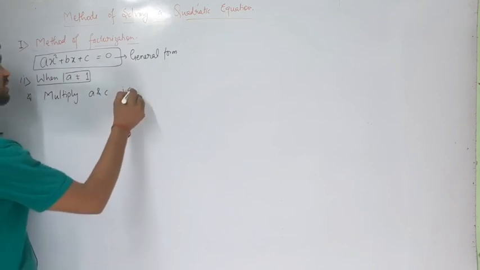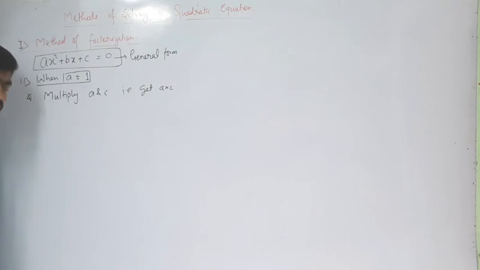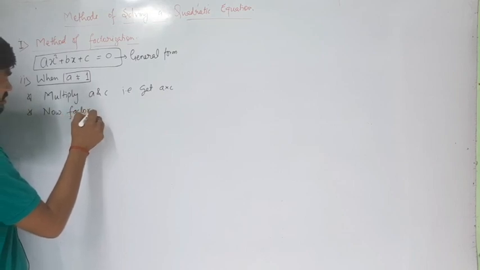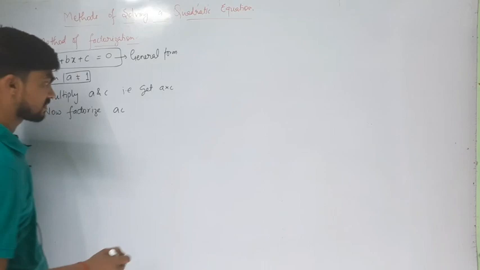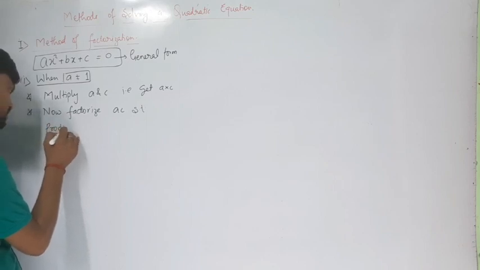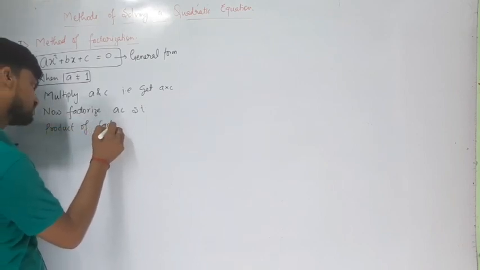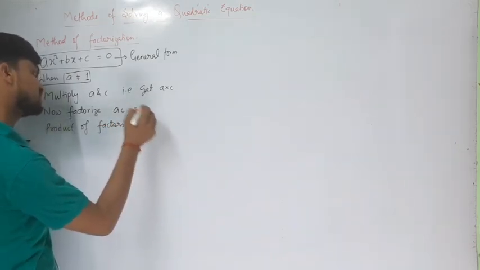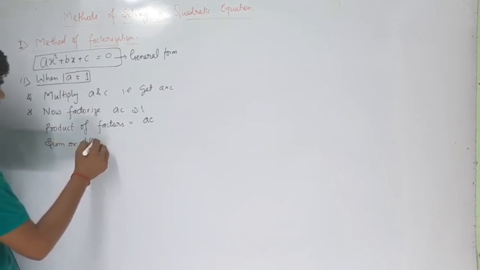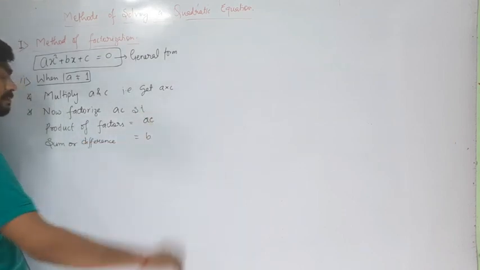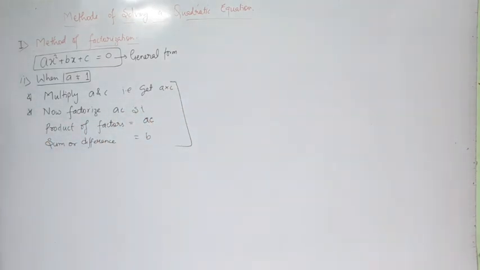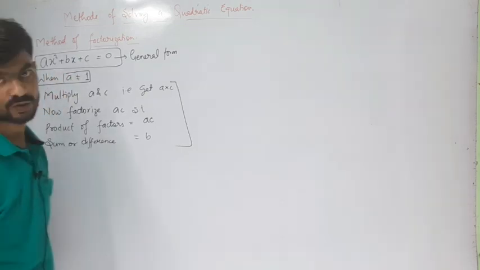That is, get AC. Now factorize AC such that, same thing, product of factors must give us AC, but sum or difference must give us B. So these steps we have to keep in mind while solving the questions when a is not equal to 1.